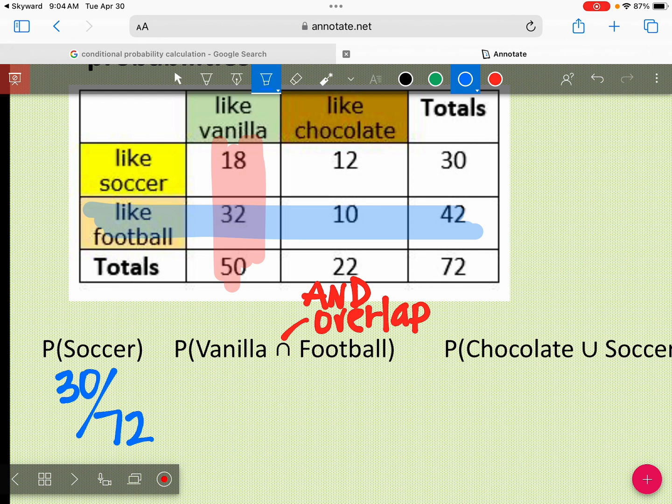It's pink and blue. It's the overlap of vanilla and football. So what number is the overlap of vanilla and football? 32. So that would be 32 out of 72.